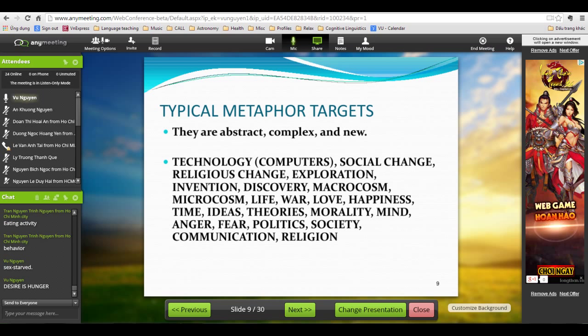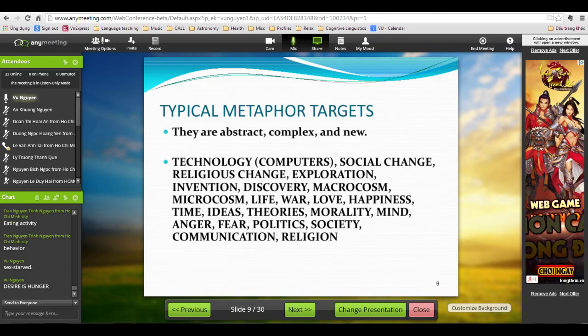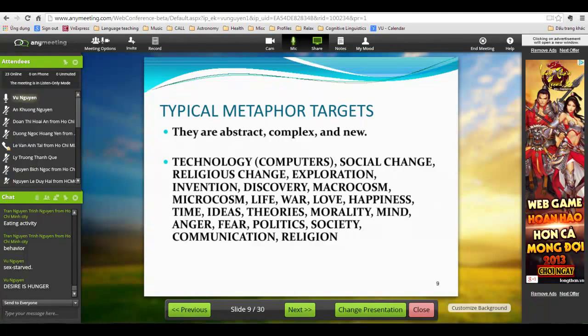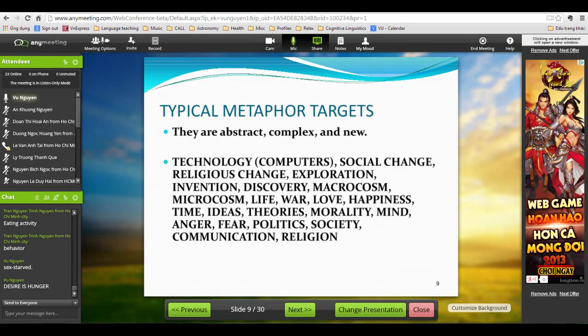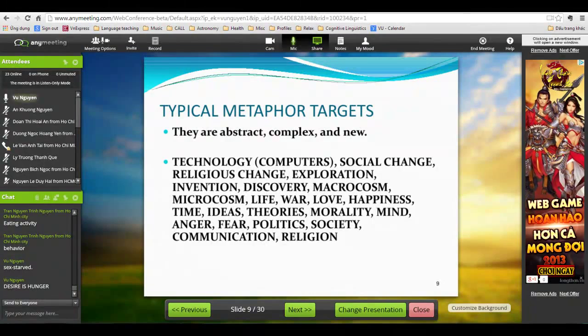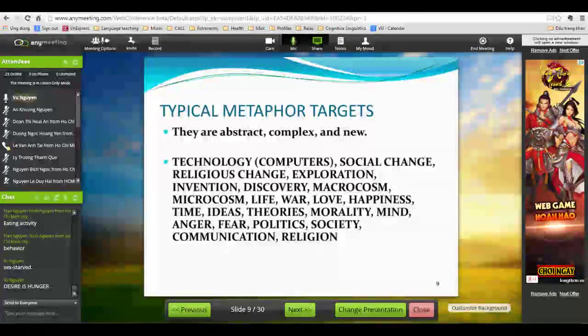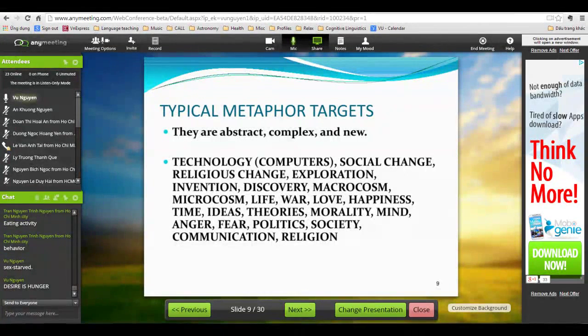Now if you look at the list, you see that these are normally very abstract topics, and in order to make these abstract topics more understandable, very often people use metaphor. Now again, please try to get the metaphor in these language expressions that I'm going to post.